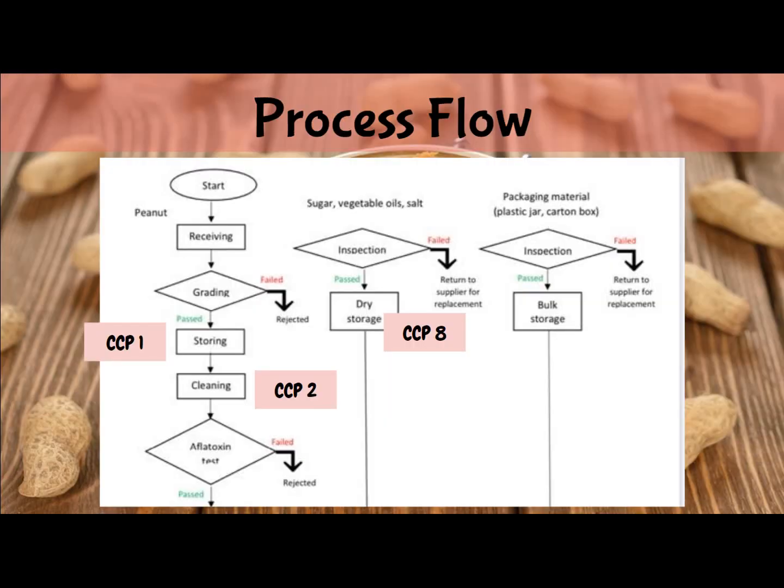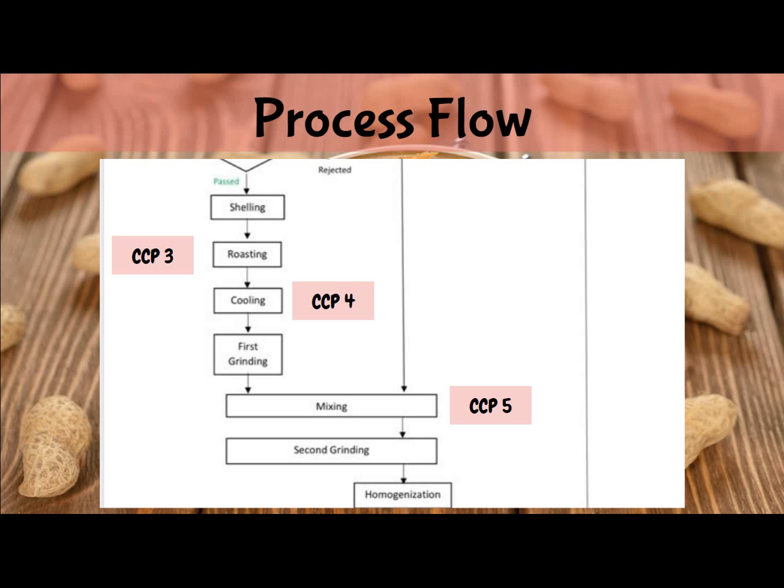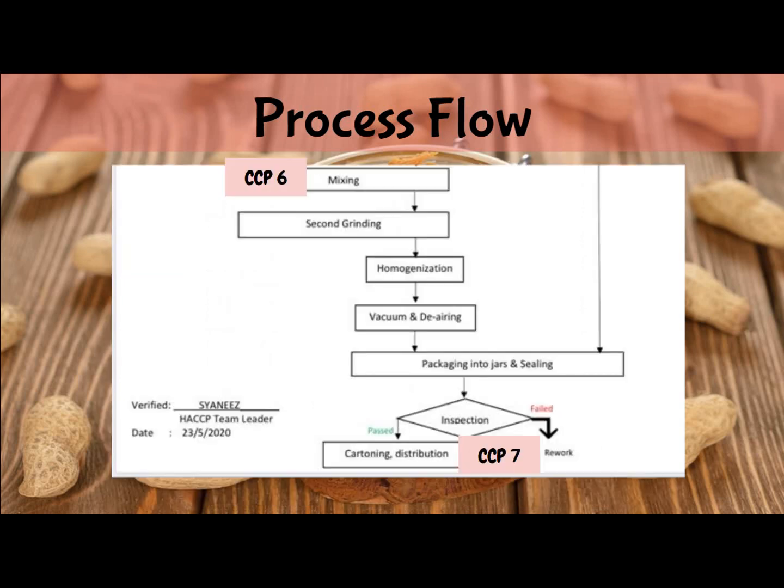Here is the process flow for processing of peanut butter. Firstly, there will be receiving of raw materials. Sugar, vegetable oils, salt, and packaging material will be stored until further processing. The raw peanut will be passed through grading, storing, cleaning, aflatoxin test, shelling, roasting, cooling, first grading, and then it will be mixed with other raw ingredients. Then it passes through second grading, homogenization, vacuum and de-airing, and packaging into jars. Lastly, after inspection, it will be passed through distribution.